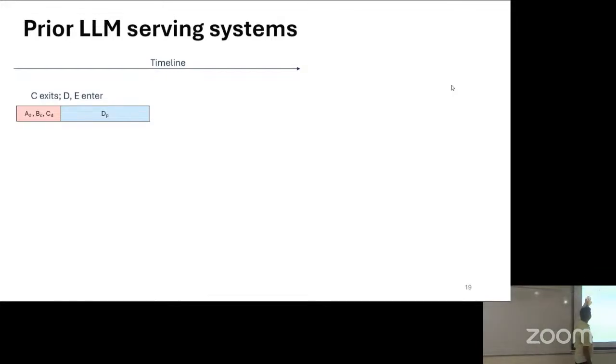You can think of A, B, C being different requests for different users. So 3 different users, they have been running for some time, all of them in their decode phase. Prefill has finished. We will see how new prefills are rendered. So here C exits and 2 new prompts come in.